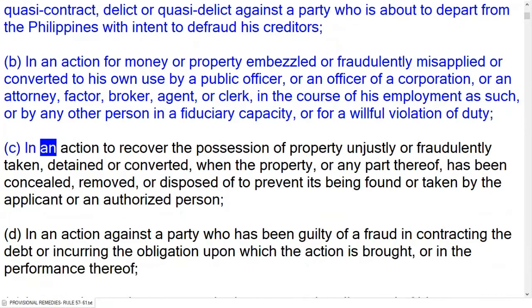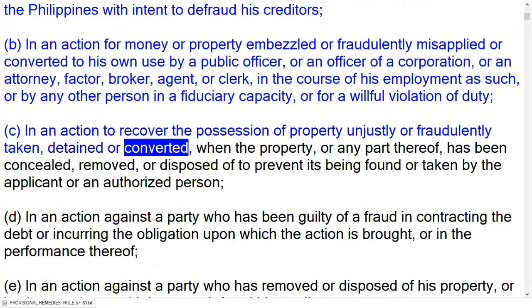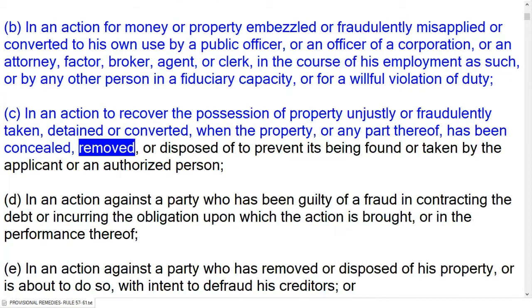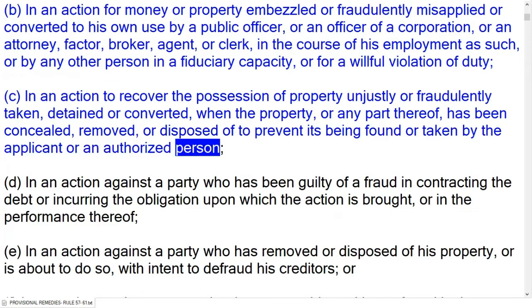C. In an action to recover the possession of property unjustly or fraudulently taken, detained or converted, when the property, or any part thereof, has been concealed, removed, or disposed of to prevent its being found or taken by the applicant or an authorized person.